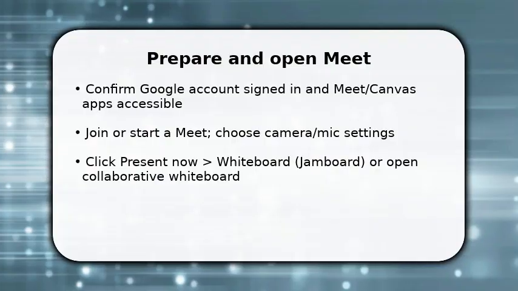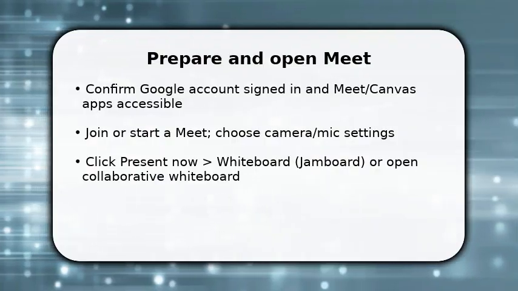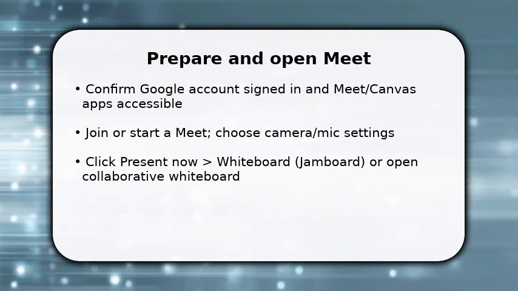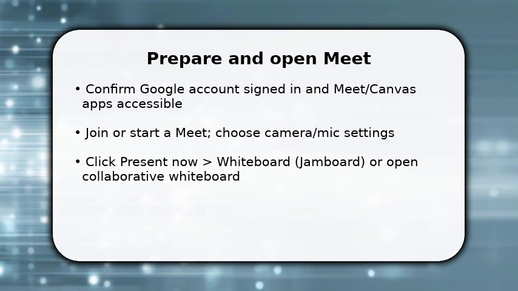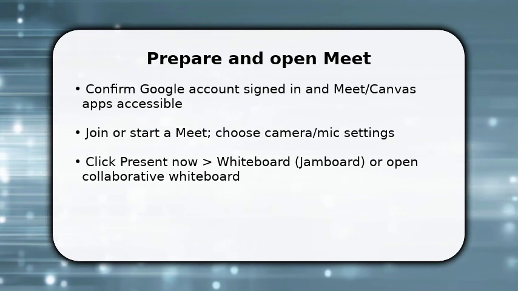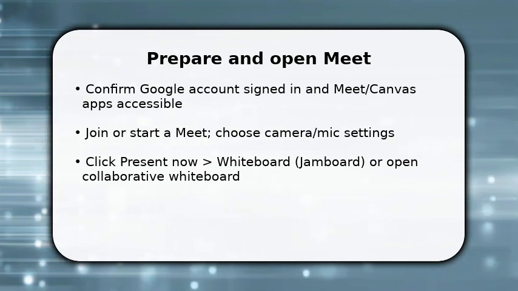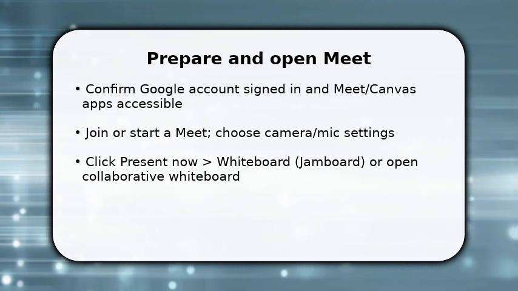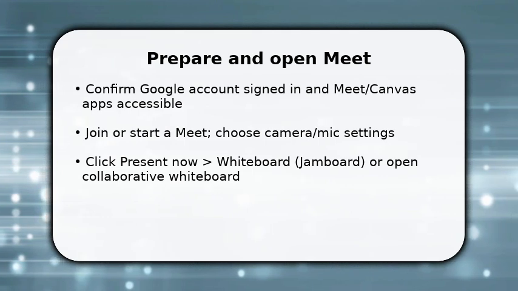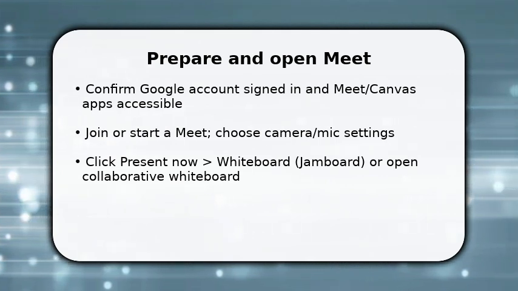Enjoy the video. You start by confirming your Google account and that Whiteboard Jamboard is enabled for your workspace. This ensures sharing works. Once signed in, join or start the meet and set audio and camera so you can communicate while you draw. Then click Present Now and select Whiteboard or open the Jamboard option. This opens a shared canvas. Make sure participants have edit permissions so they can interact.